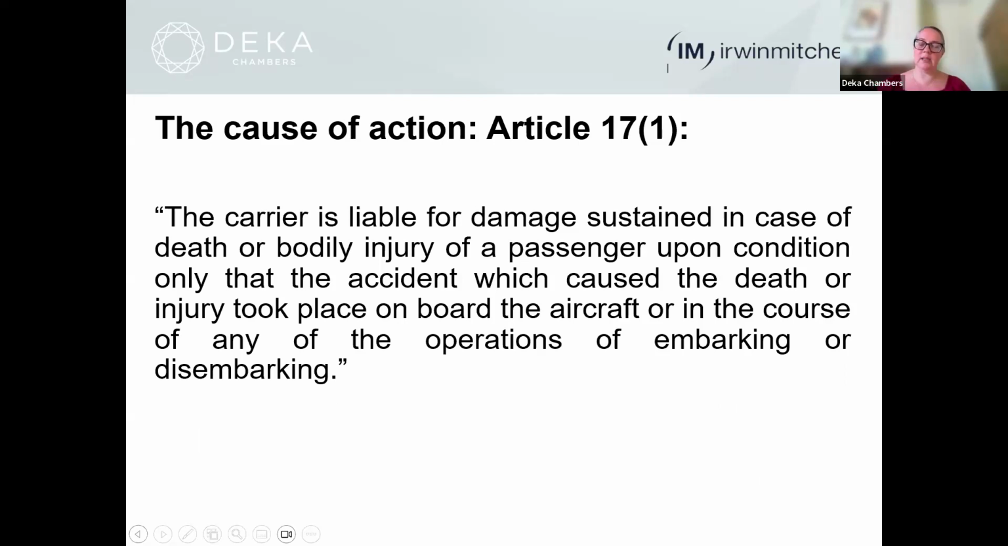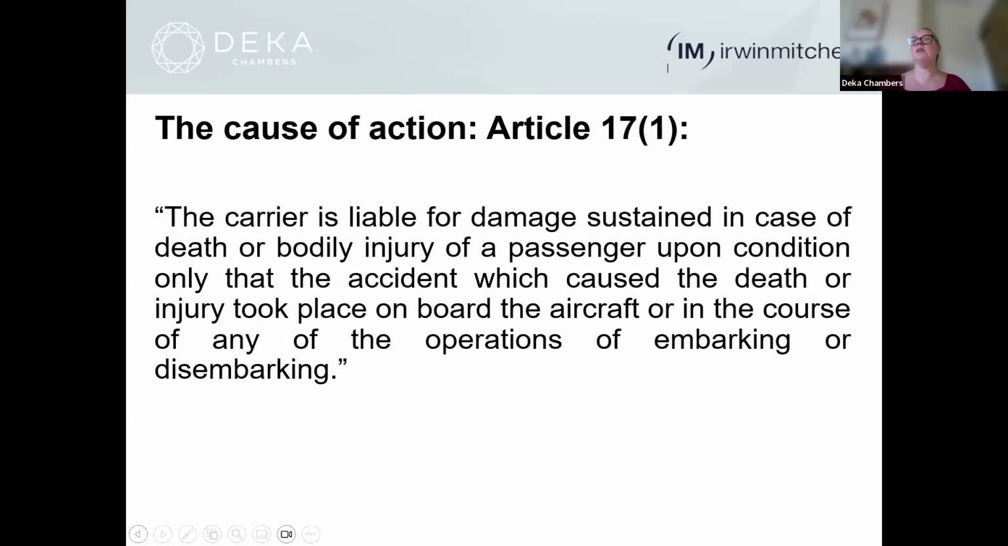Now, in some cases, that's going to mean that the application of the convention is a good thing for a passenger, and in other cases, it's going to be a bad thing for a passenger. Because you've only got 2 years, which is a bad thing for claimants. But on the other hand, there's a form of strict liability, which is a good thing for claimants. So that's the balance that they have struck.